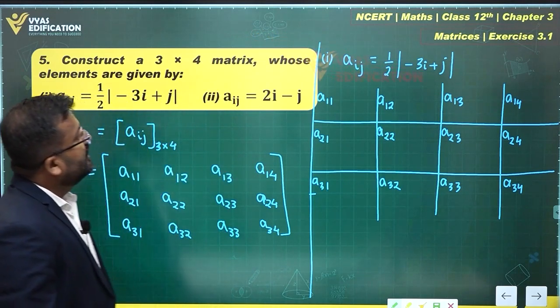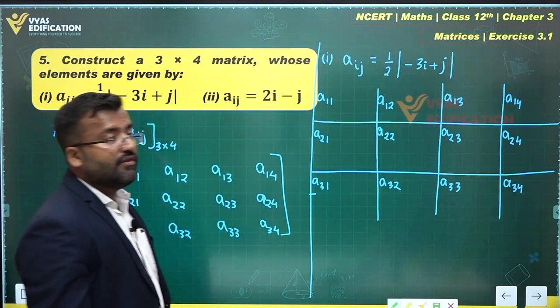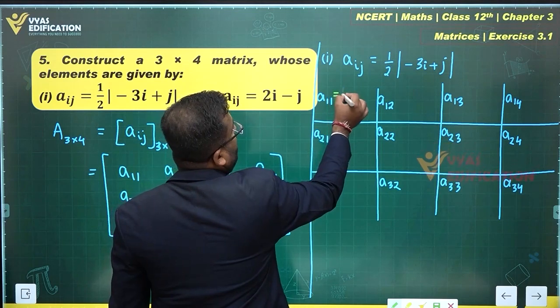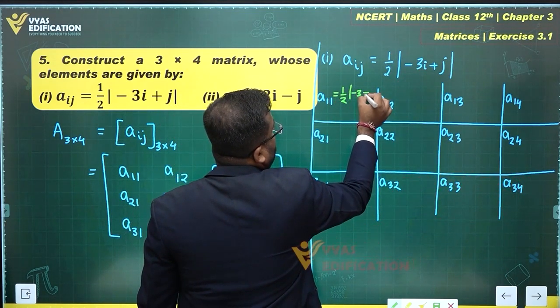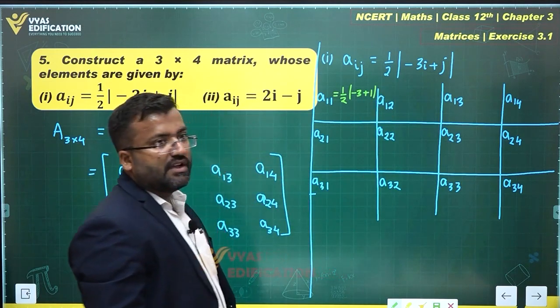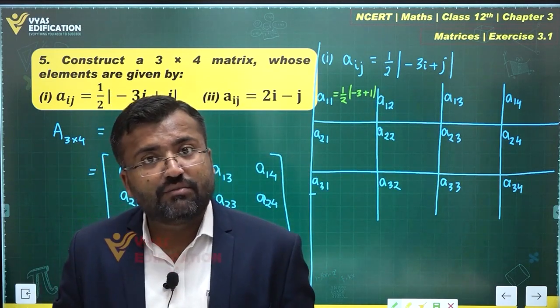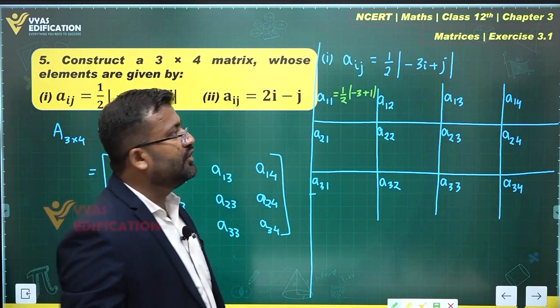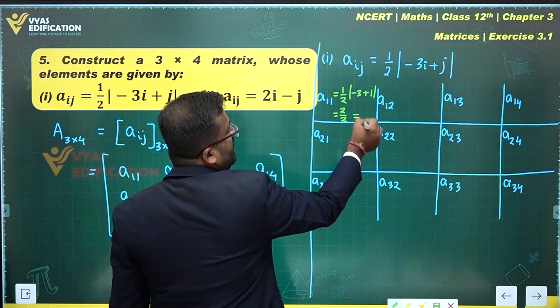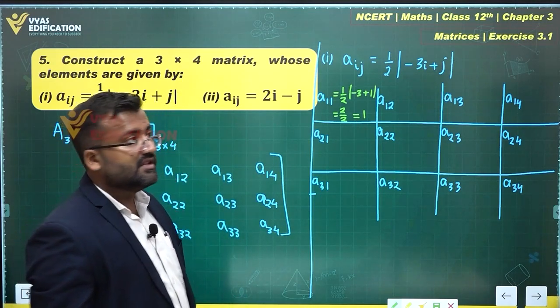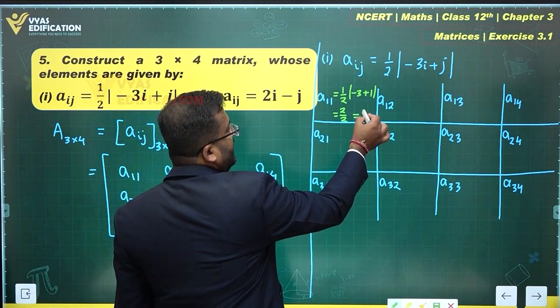This is a grid. The first one says A11. A11 would be equal to half, the modulus of minus 3 plus 1. Minus 3 plus 1 is actually equal to minus 2. The modulus is equal to 2. So this is 2 upon 2, which is equal to 1. That's the value. This is equal to 1, right?